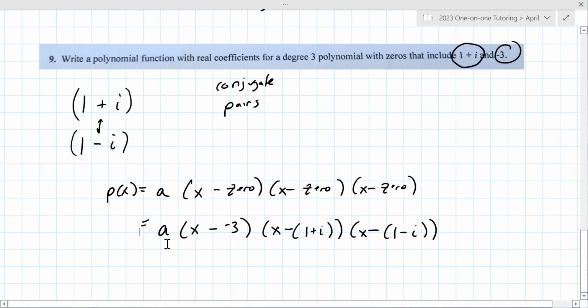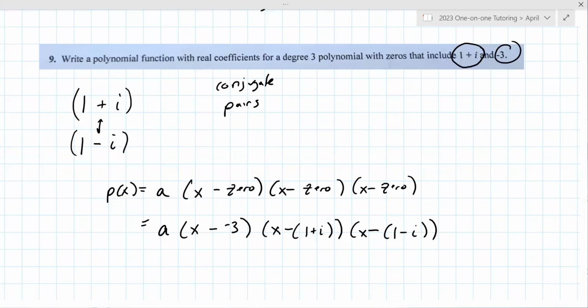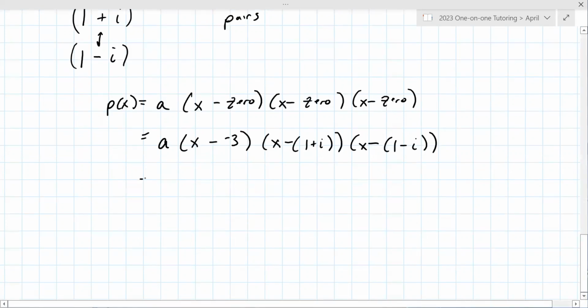Is that okay how we've written it so far? There's more to do, but this is the setup. Yeah. Yeah, that works. Okay, so a little more to do here.